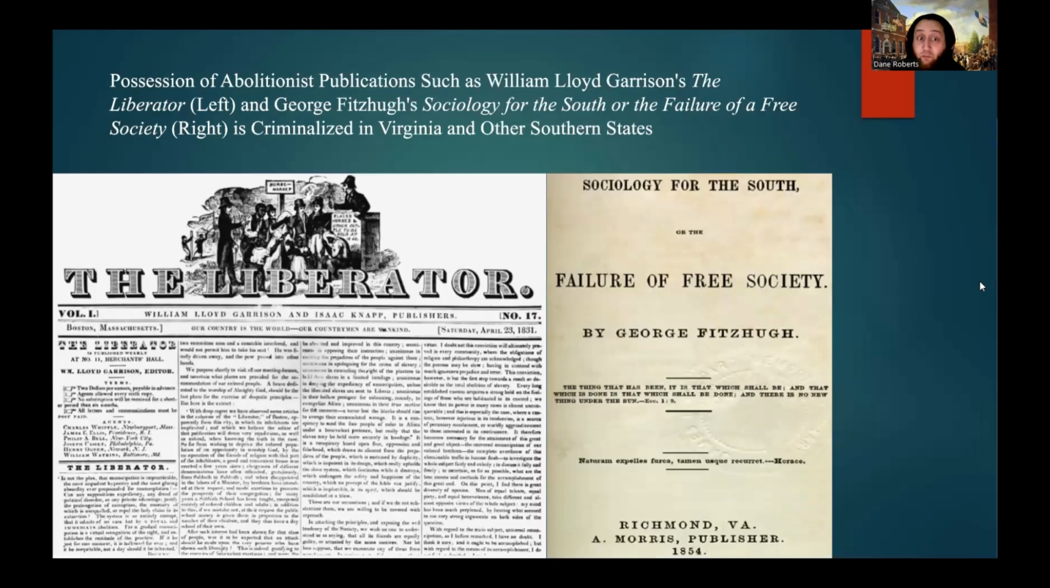Possession of abolitionist publications such as William Lloyd Garrison's The Liberator, William Lloyd Garrison being the individual that I got one of the excerpts from that we just read a couple of minutes ago, and George Fitzhugh's Sociology for the South or the Failure of a Free Society, both of which were criminalized in Virginia and other southern states.